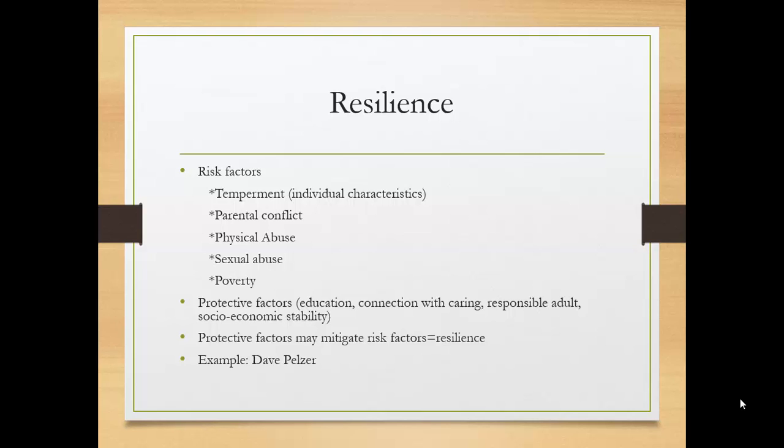And some of the risk factors, and these are sort of obvious, they're listed in your book. Obviously, individual characteristics like your temperament, your character, this can be a risk factor, right? There are certain people that just seem from birth to have more difficult interactions with other people, to have problematic behaviors. And we're not always exactly sure why that's the case, but that's certainly a risk factor then for later problems in life. Some other risk factors that we know about: parental conflict.